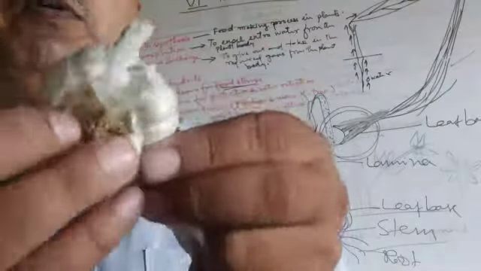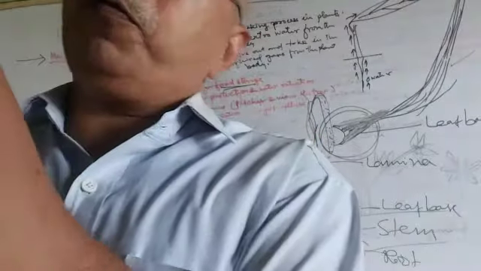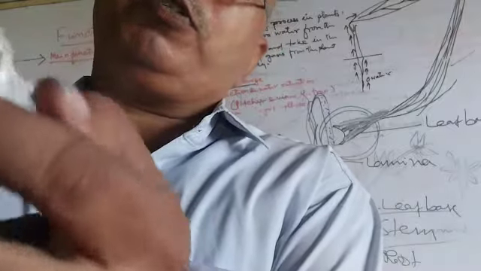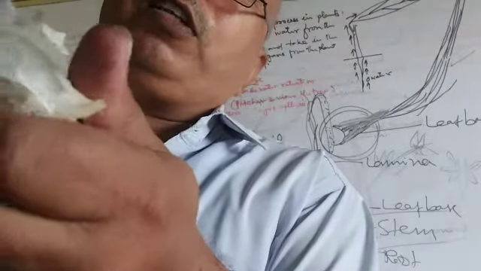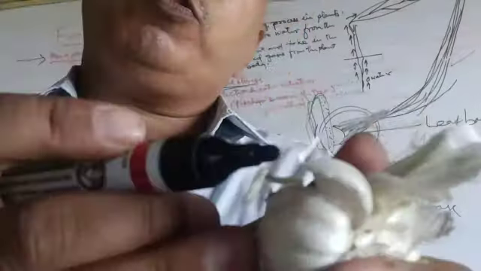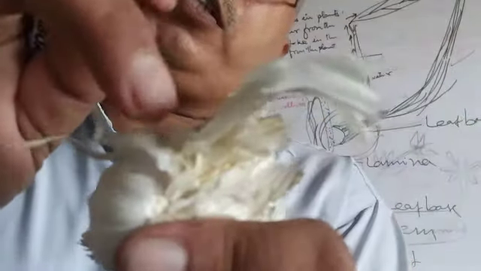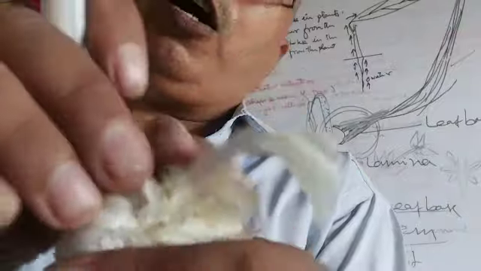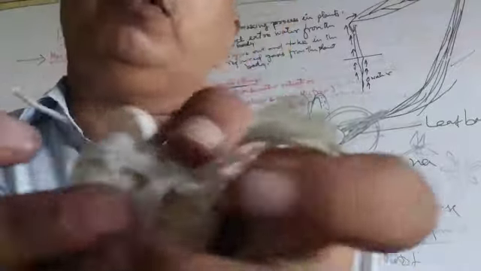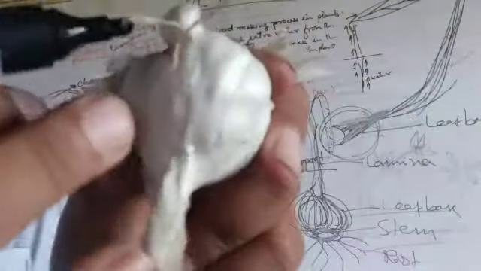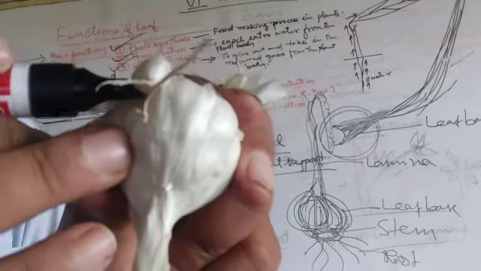I am removing the leaf, and you see some of the leaf bases. You see, this is the leaf base only. This portion that you see here, this is the leaf base. This one is the leaf, and this one is the leaf base. And you see how thick this leaf base has become. And here you have the stem, as in onion.